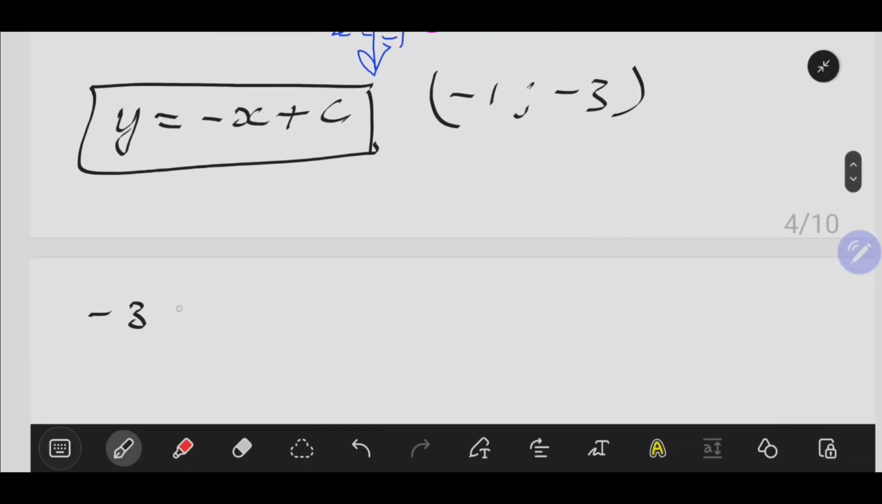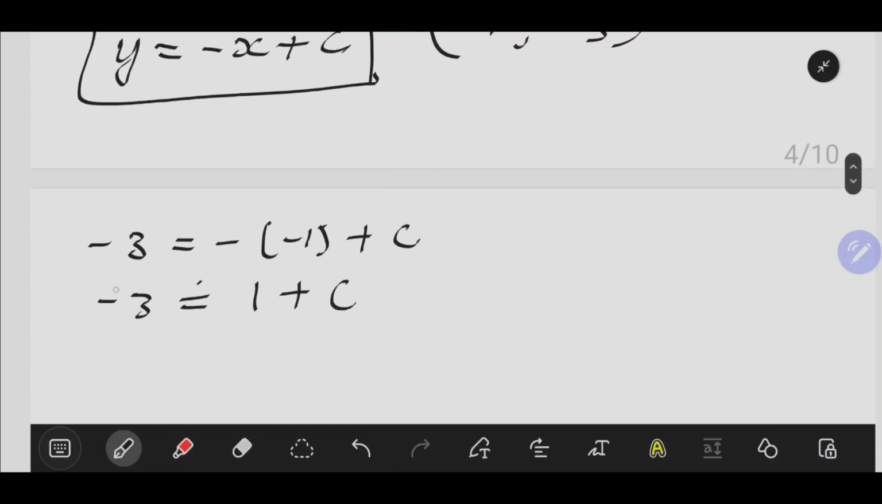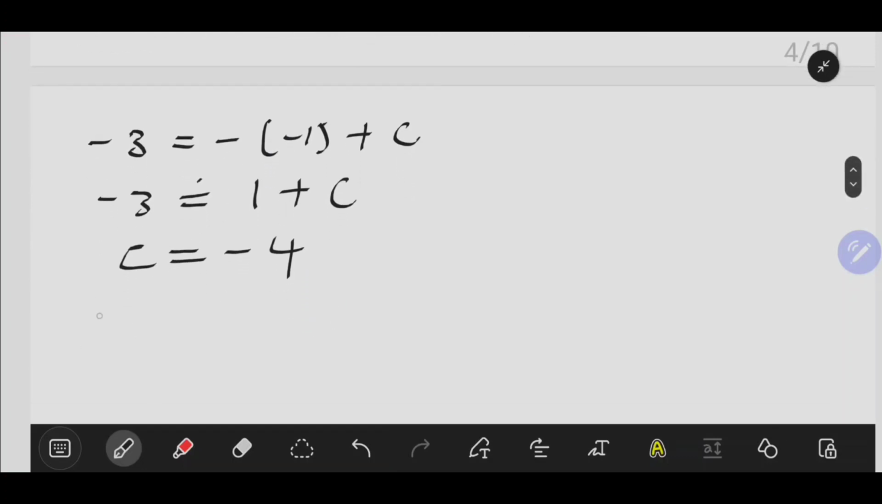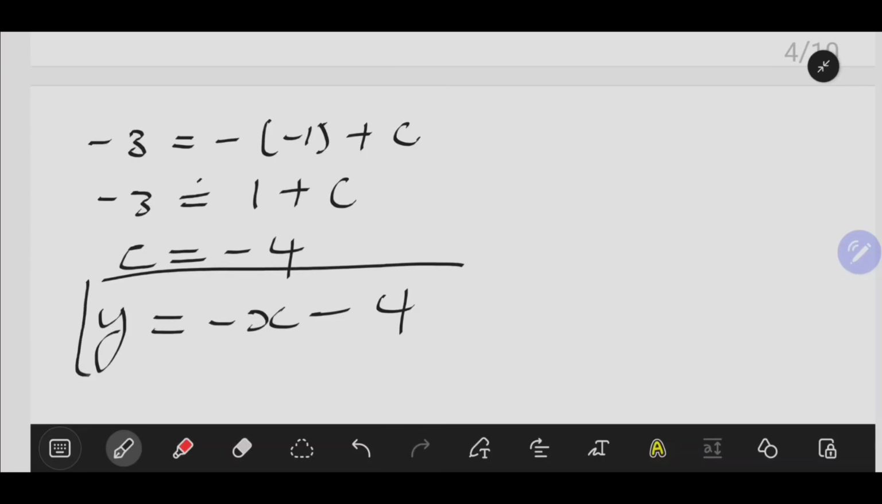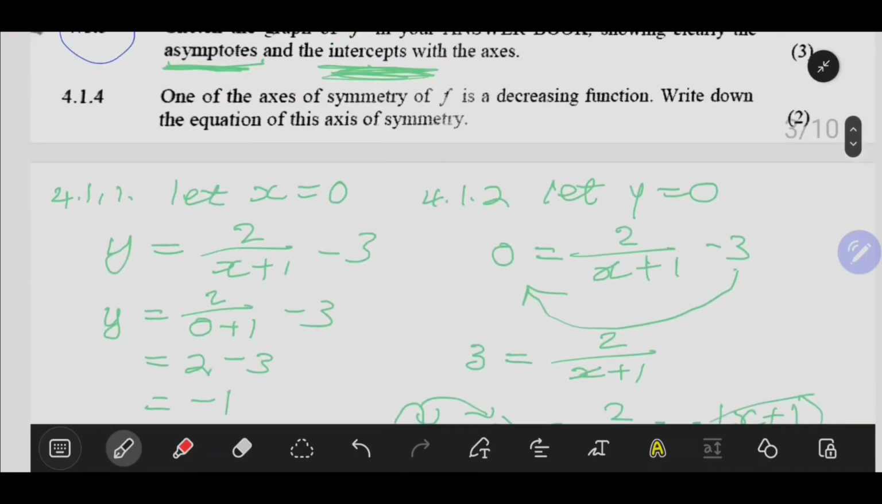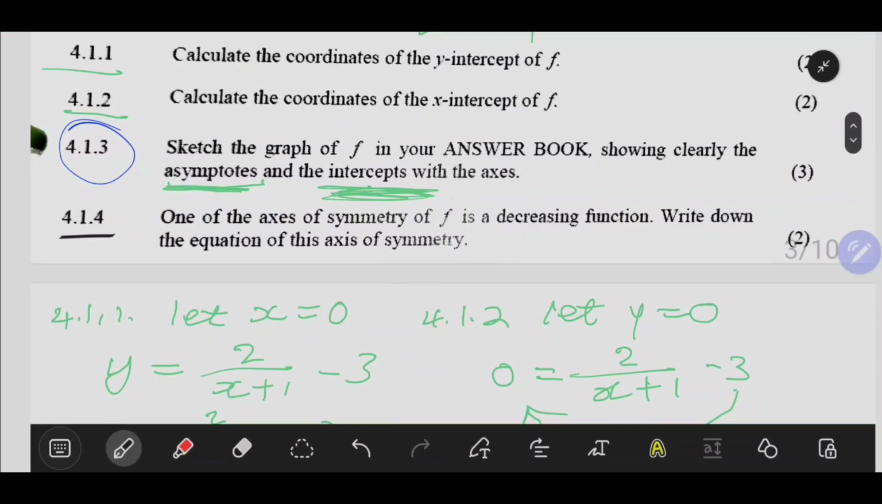Then it means you're having negative 3 is equals to negative into negative 1 plus c. Then it's negative 3 is equals to 1 plus c. Then when we take this 1 to the other side, it becomes negative, and then we're having our c value, which is equals to negative 4. Then we take the c value and substitute it back to the original. Then it means y is equals to negative x minus 4. So this is the equation for the axis of symmetry for a decreasing function. So in that way, we have answered all questions.